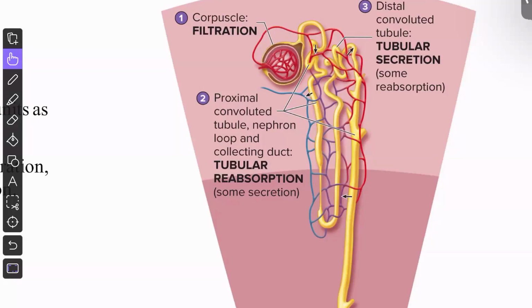So if it's something I want to keep, I need to reabsorb it. If it's something I need to get rid of, I need to secrete it or filter it. Does that make sense? If it's something that I want to keep, I need to take it out of the tube and put it back in the blood. If it's something that I want to get rid of, then I'm either going to get rid of it through filtration or through secretion.